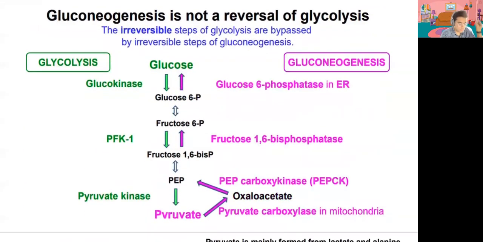Here's the pathway. This is what we covered: glucose 6-phosphatase, right? Fructose 1,6-bisphosphatase, PEP carboxykinase, and pyruvate carboxylase in the mitochondria. Sorry, I'm getting super tired. I can already tell. But if it's a carboxylase, what cofactor do you guys need? Do you guys remember? Drop it in the chat.